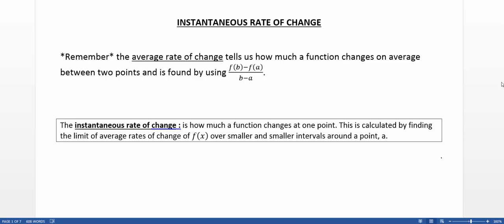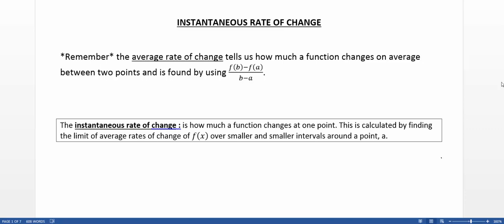So let's review what we know about the average rate of change. The average rate of change tells us how much a function changes on average between 2 points. We look at the slope of the secant line and we use the formula f(b) minus f(a) over b minus a. When we do this, we're always looking between 2 points, and the result we get is something that's happening on average. What we want to do is use this average rate of change to tell us about what's called the instantaneous rate of change.